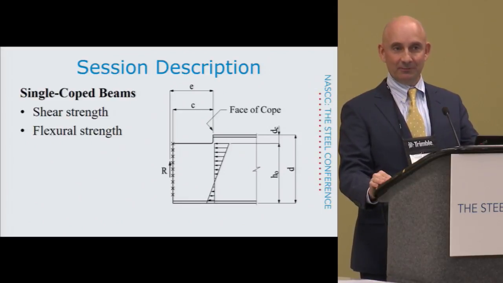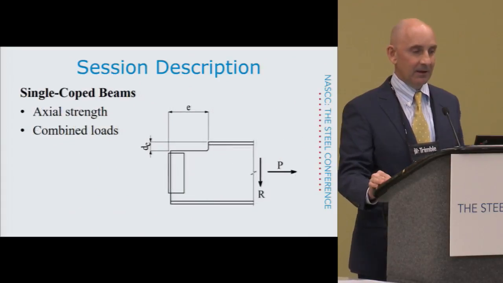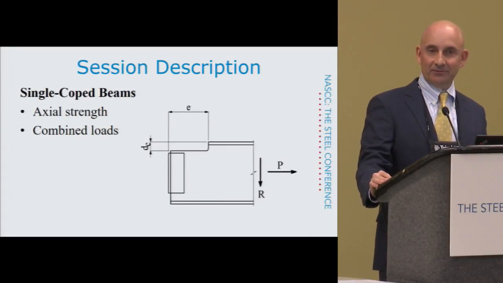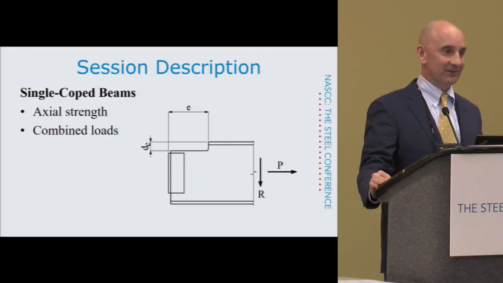That's where most of our time is going to be spent for single and double cope beams. That's for single cope beams. Flexural strength is going to be in the manual. And then we'll move on to some things that are not in the manual or the specification, and that's the axial strength. And if you have axial loads in combination with your shear load, you need to know how to combine those.